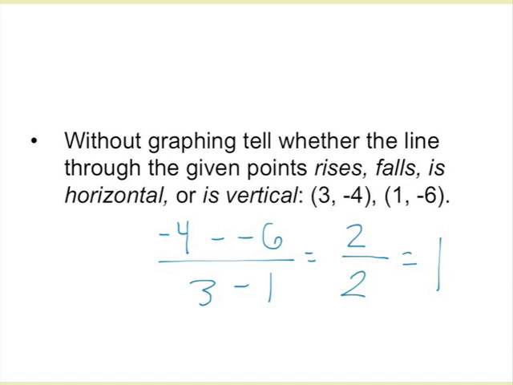So to tell whether this rises, falls, is horizontal or vertical, remember rises means that we have a positive slope, falls is a negative slope, horizontal is a 0 slope, and vertical is an undefined slope. So we ended up with an answer of positive 1, so that means that this line rises.